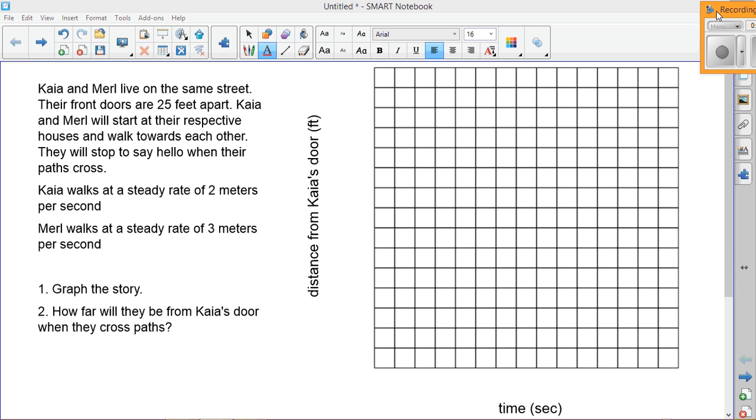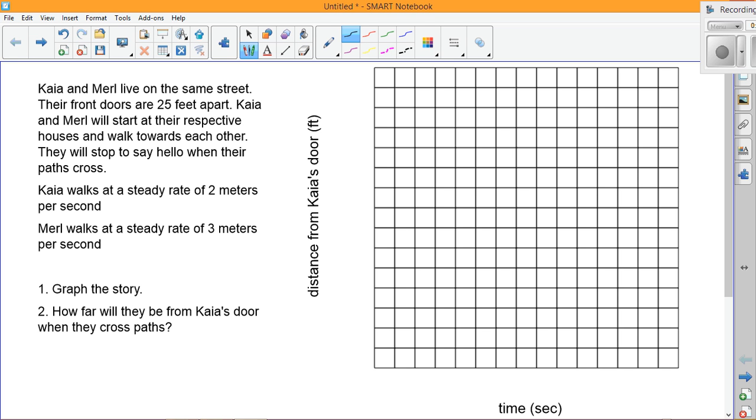Today's lesson was about graphing multiple graphing stories on one coordinate plane. And since there's nothing explicit to teach, I'm going to do a very similar problem to your homework. So the problem goes as follows.